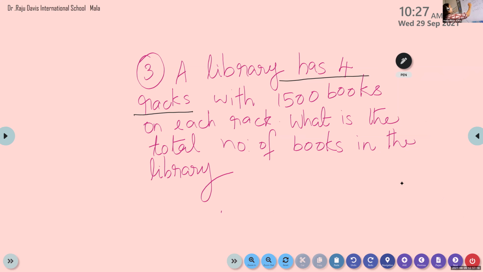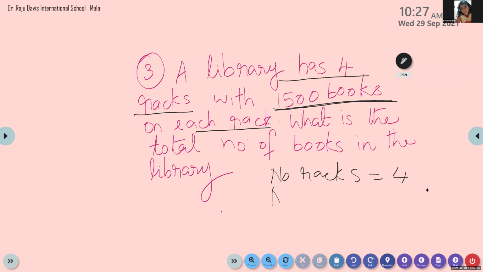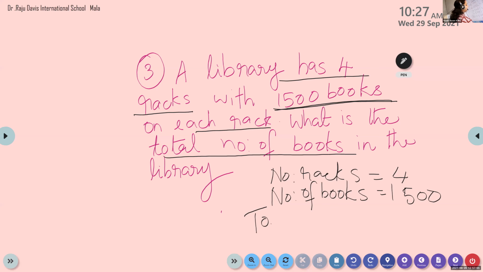Then second what you'll write? Number of books. Yes, we can write number of books in each or on each rack. So the answer is 1,500. So what will be the final step? Last step. You can see here the last sentence: total number of books in the library. Or simply write total number of books. Find out the answer, 1,500 multiplied by 4. Word problems we have to write with all the steps. So finally what we are finding out? Books.